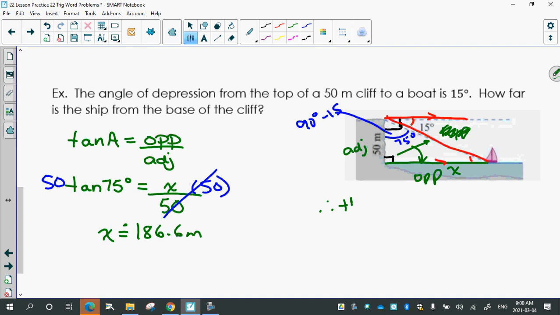And therefore the ship is 186.6 meters from the base of the cliff.